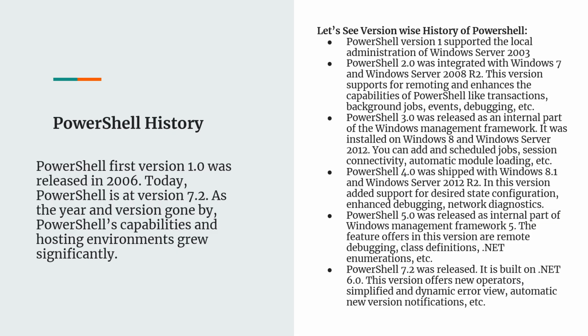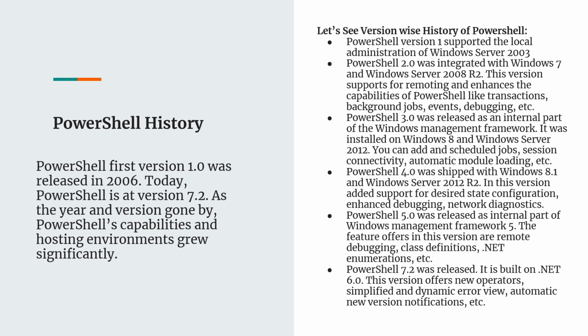PowerShell history. PowerShell first version 1.0 was released in 2006. Today, PowerShell is at version 7.2. As the years and versions have gone by, PowerShell's capabilities and hosting environments grew significantly. Let's see the version-wise history of PowerShell. PowerShell version 1 supported the local administration of Windows Server 2003.